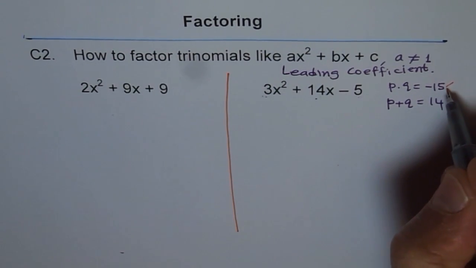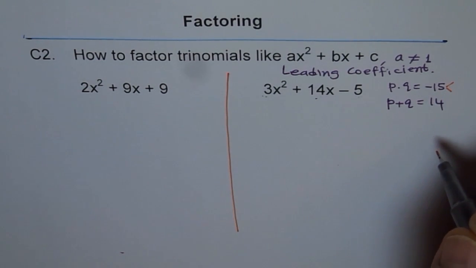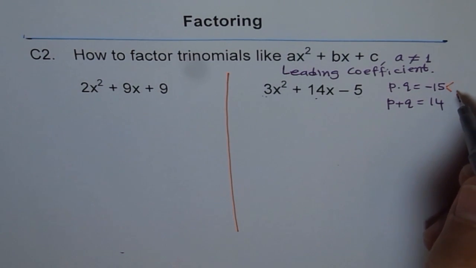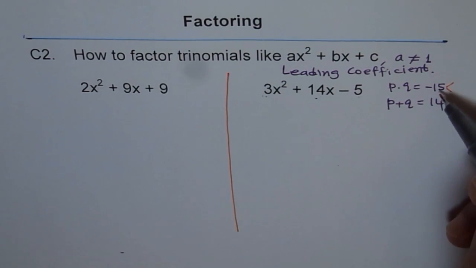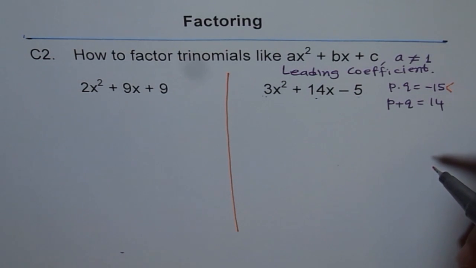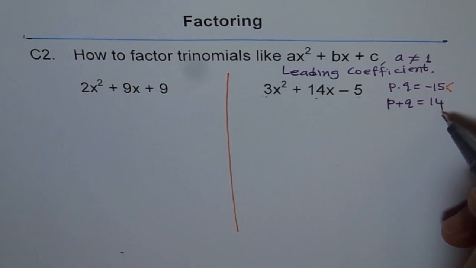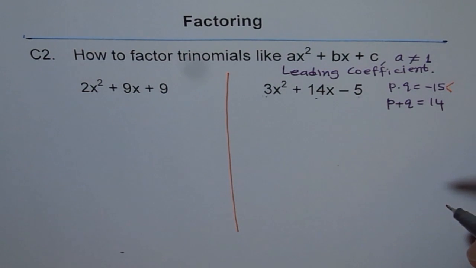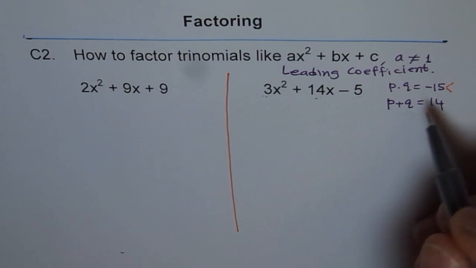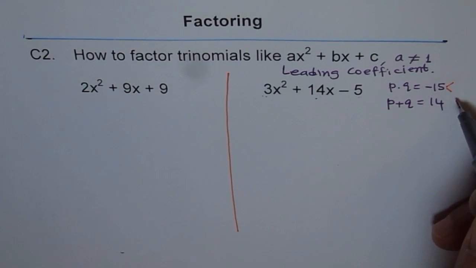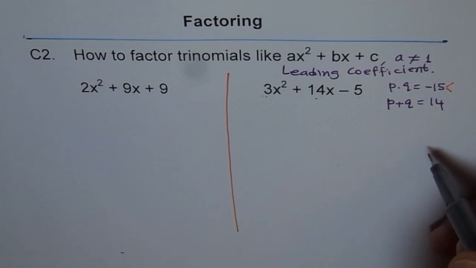So we can start with, let's say, 5 times 3. 5 times 3 is 15, but when you add 5 and 3, you get what? 8, not 14. One more important thing here: if your product is negative, that means both numbers are of different sign. One of them is positive, one of them is negative. Second important thing is, when you add and get a positive, that means the bigger number is positive. So we are looking for two numbers, one plus and one minus, that add up so that the positive is higher.